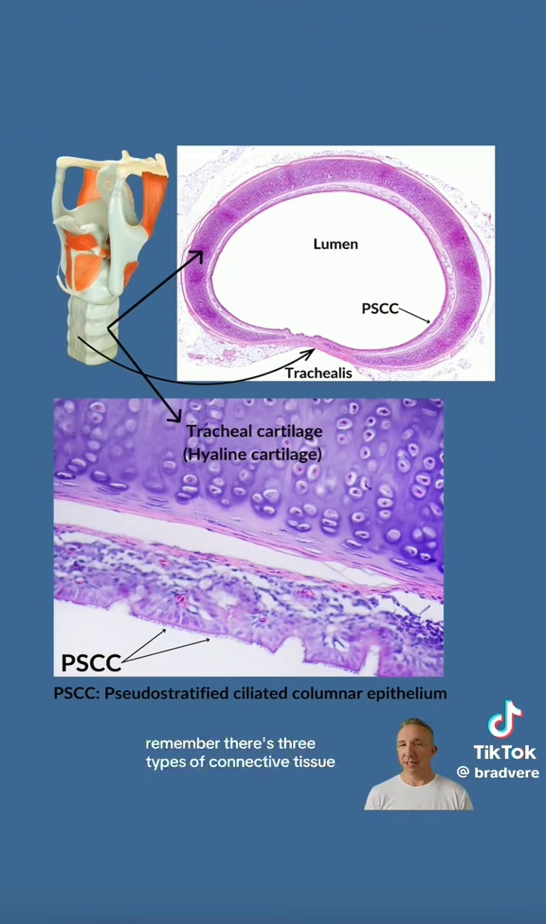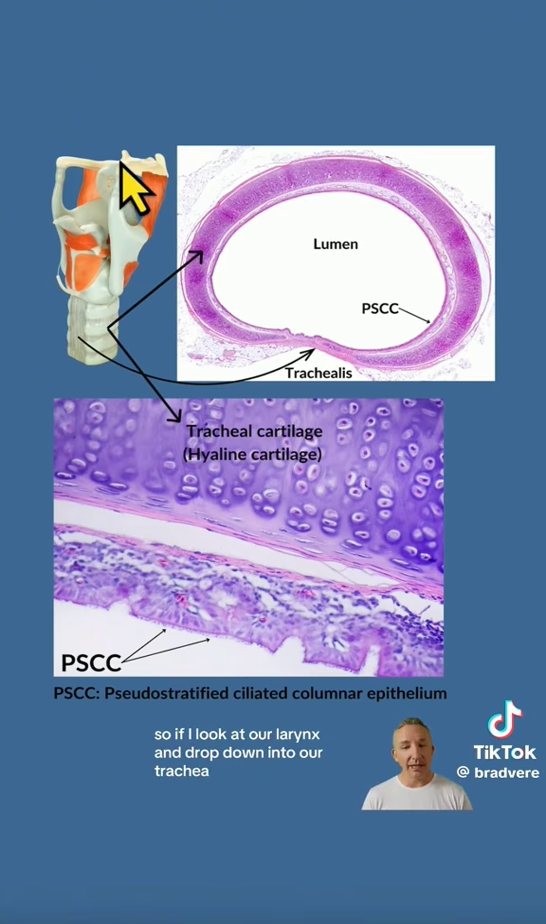Remember, there's three types of connective tissue: connective tissue proper, fluid, and supporting. For supporting, we learned cartilage and bone, and one of our types of cartilage is hyaline cartilage. The specialized cells are chondrocytes and chondroblasts. That's looking at the tracheal cartilage.